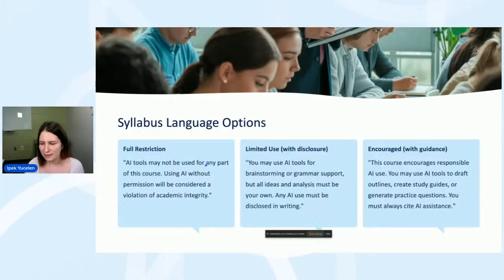In your syllabus, if you are going to restrict the usage of AI completely, use this language: you cannot use AI, and it will be considered a violation of academic integrity. You can also limit the usage: you can use it to correct your grammar or brainstorm ideas if you want to, but don't use AI to come up with new ideas or creative tasks. And if you don't have any restrictions, you can tell your students you can use AI for certain tasks, but please cite the AI. Let me know.